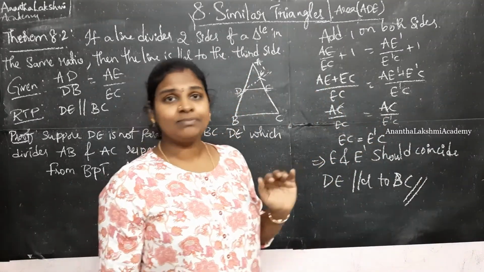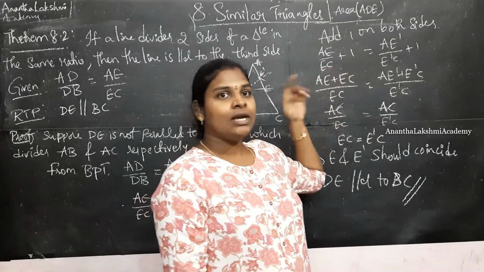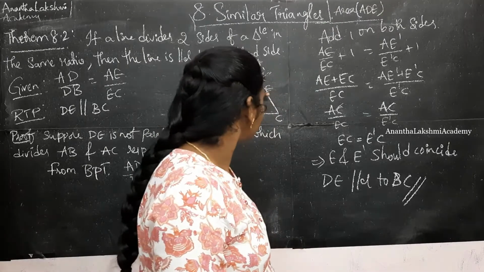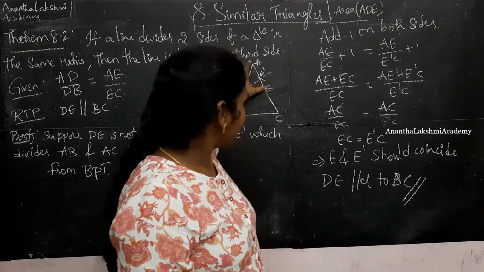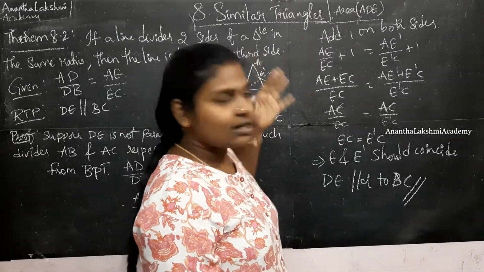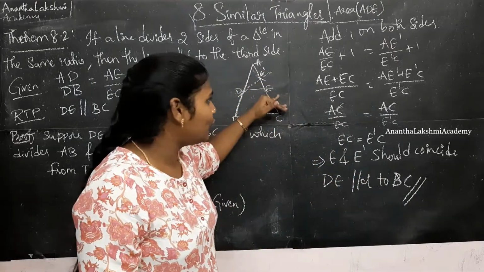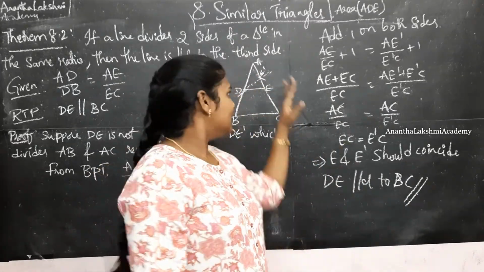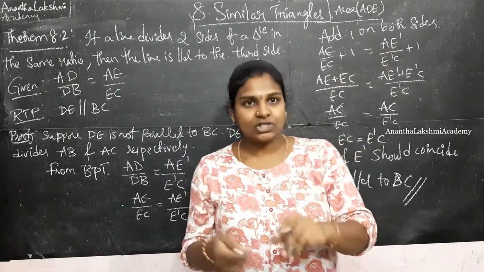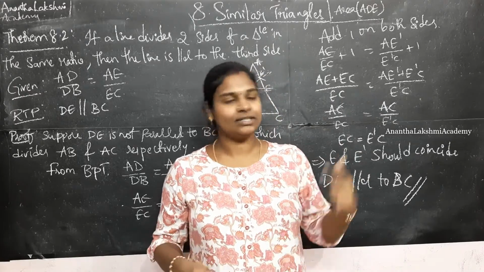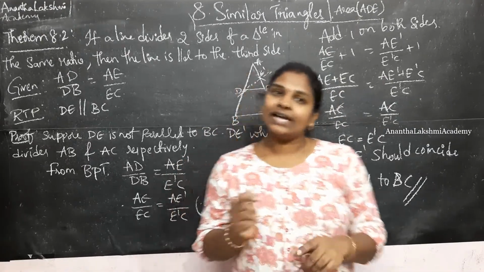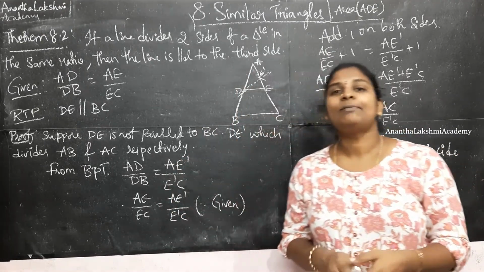Now, the question comes up on why did we add 1 over here? According to this theorem, we need to prove that DE is parallel to BC, right? Which indicates that AE dash and AE are nothing but equal. That is, when both of them coincide, only then we will be able to prove that these 2 points coincide and hence it is parallel. That is the trick we need to remember for proving the converse of basic proportionality theorem. What is the trick that you need to remember is we need to make sure we are adding 1 on both sides. Alright. So that is about the basic proportionality theorem and its converse.